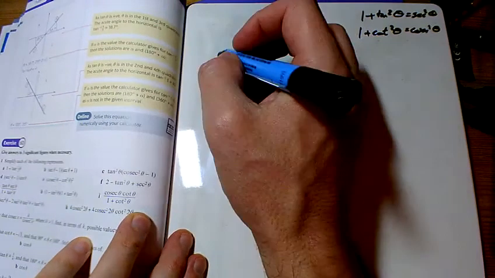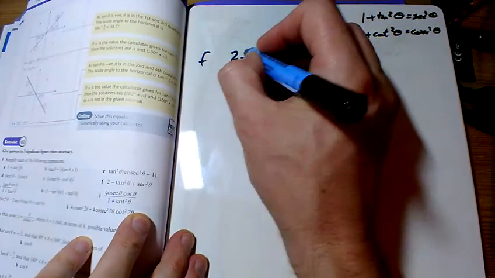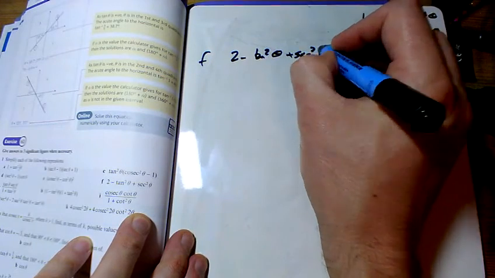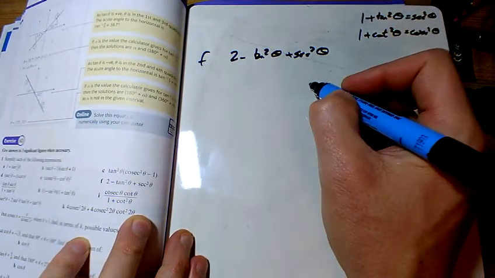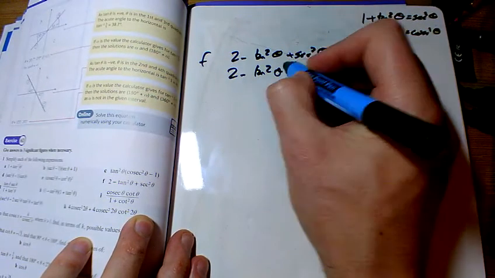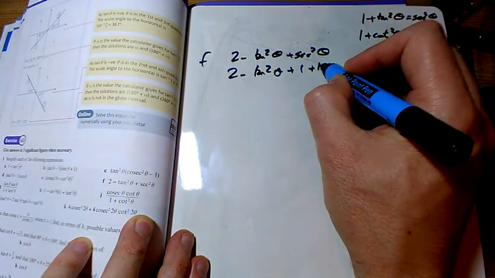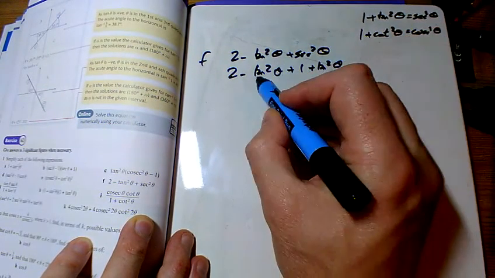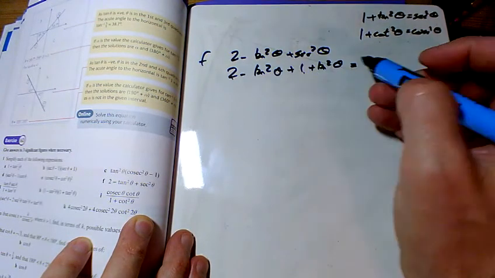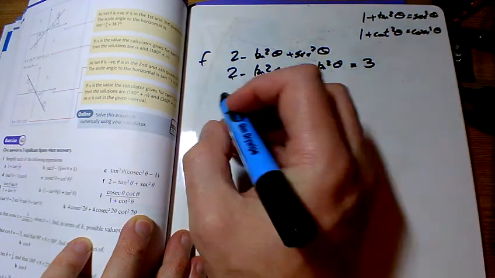Continuing question 1, we're on to F. So I've got 2 minus tan squared theta plus sec squared theta. Well, look, we know that sec squared is 1 plus tan squared. And then I've got a minus tan squared and a plus tan squared. They're going to cancel out. So I've got 2 and 1, which is 3.